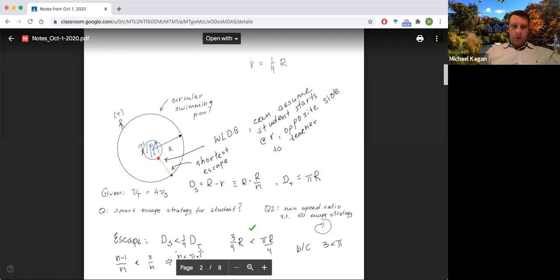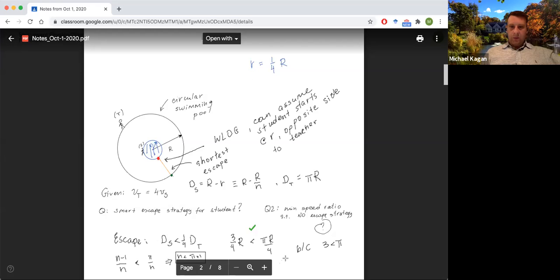So this is slightly greater than 4. So what does it mean? That means, for example, if the speed ratio is like 4.1, this straight strategy still works. Student swims around the smallest circle, places himself on the opposite side from the teacher, and then swims along the diagonal. So that strategy works as long as this condition is satisfied. Okay? So let me just put the statement here, and then we'll revisit it later on.